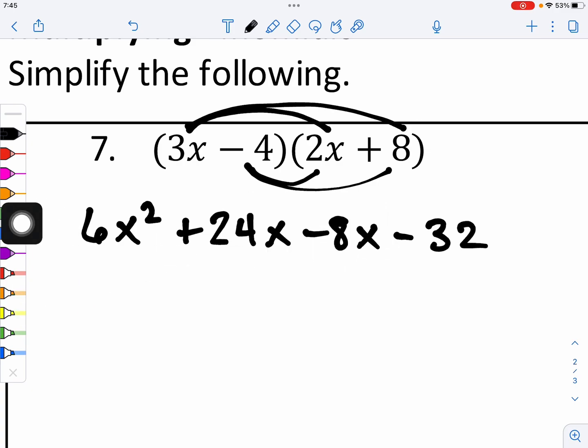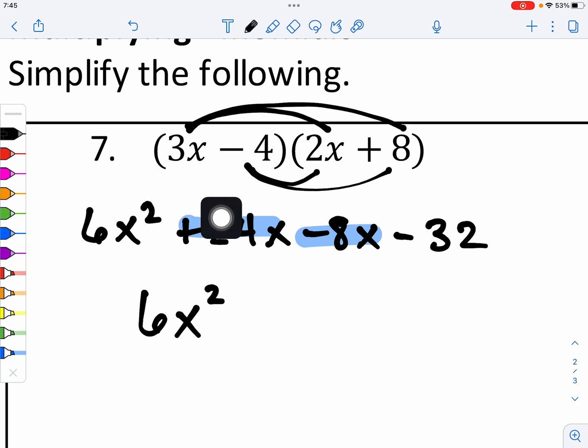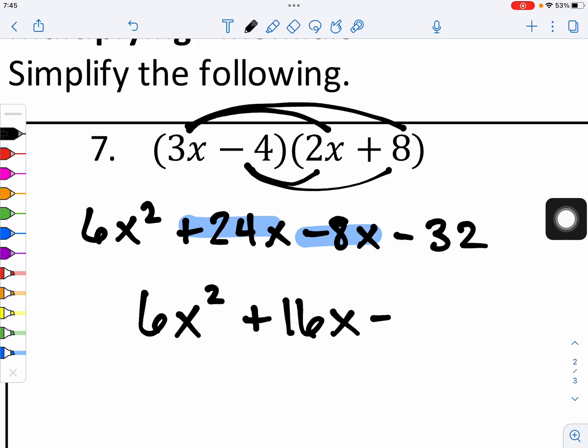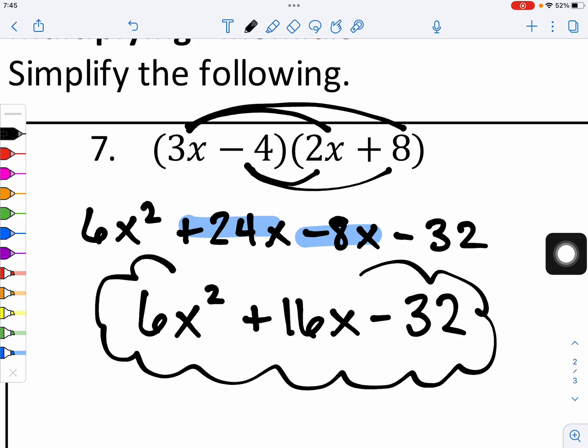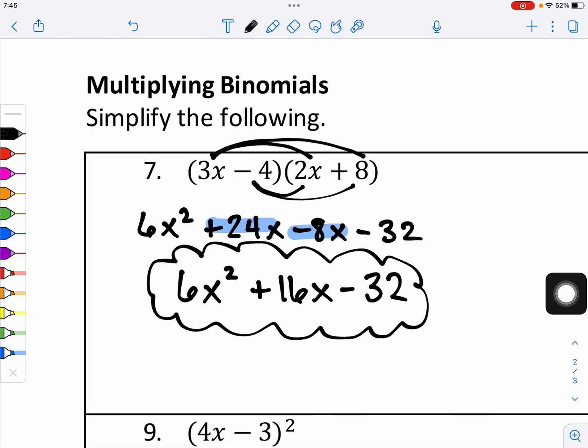When I combine like terms, in the middle here, I've got a 24x and a negative 8x. That 6x squared has no one to combine with, so he'll stay the same. 24x minus 8x is 16x. And then don't forget the minus 32. Again, nothing to combine with, so stays the same. Exponents in descending order, 2, 1, none. 6x squared plus 16x minus 32.